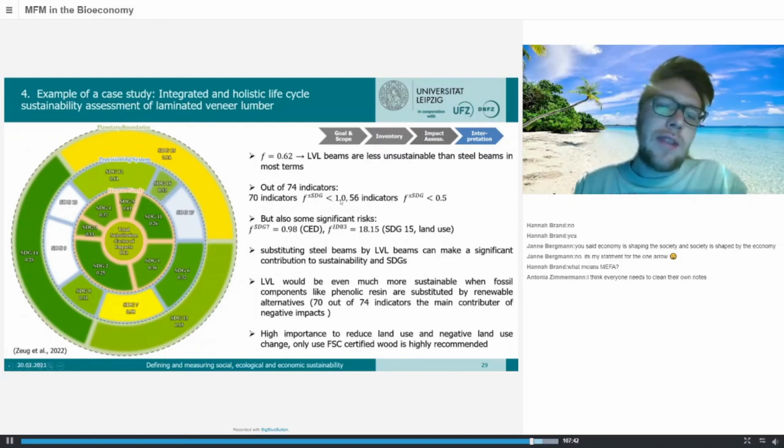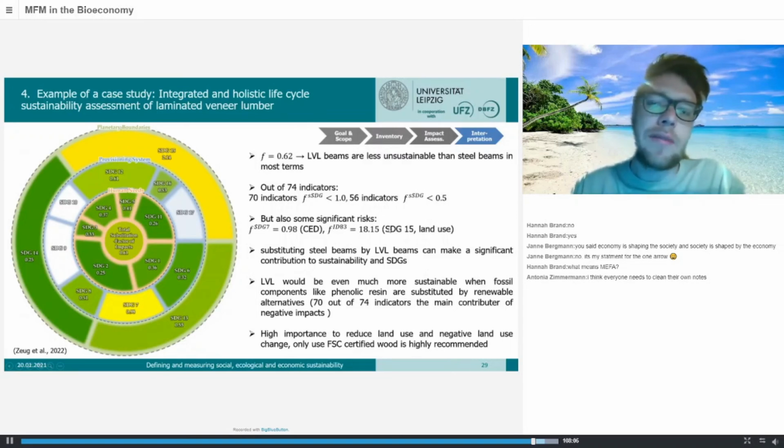That means we have a low risk. And even 56 indicators have a substitution factor below 0.5. So for 56 out of 74 indicators, LVL has half the impacts of steel, which is quite good.